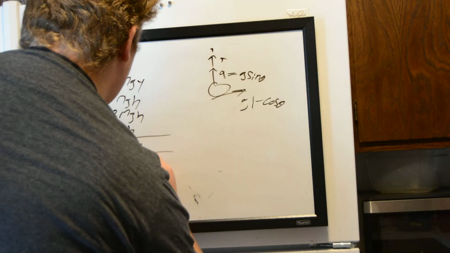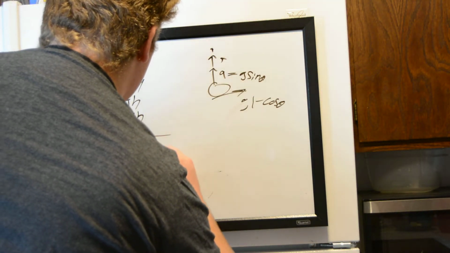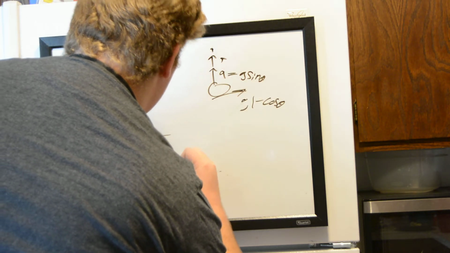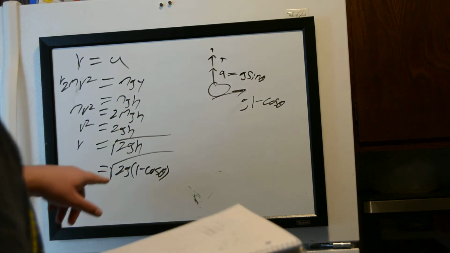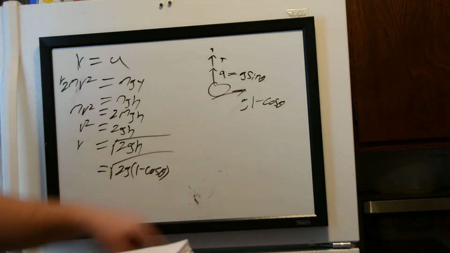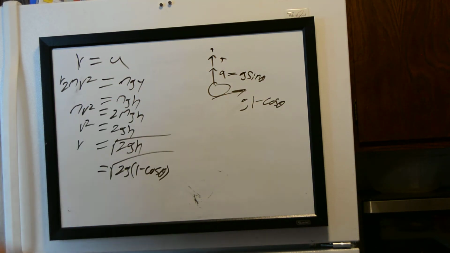That's going to be the square root of 2 gravity times 1 minus the cosine of theta. And then that'll give us the linear velocity at the point where the pendulum is lined up with the vertical line.